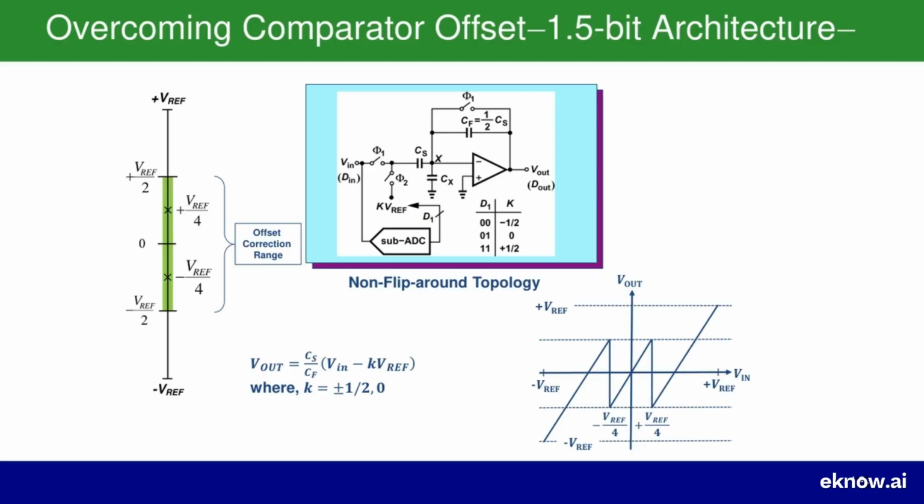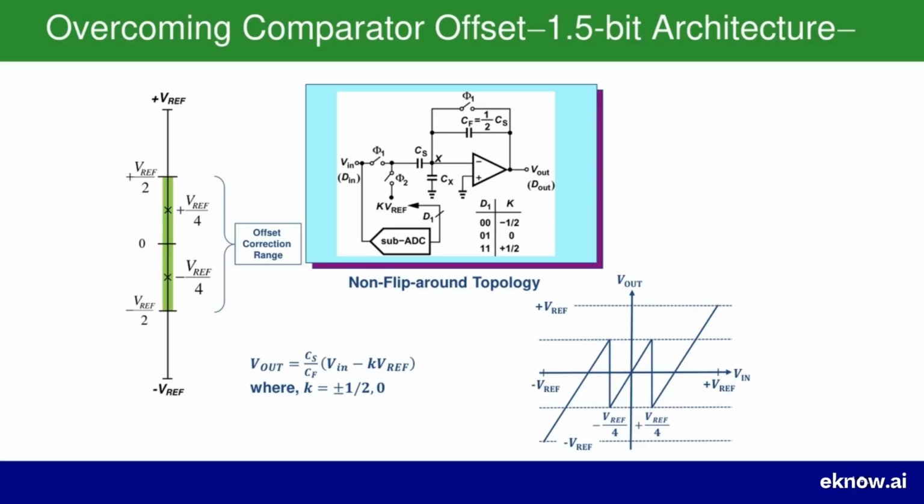But once V_in crosses a threshold, like plus VREF/4, a reference voltage is subtracted, causing the output to suddenly drop down before it starts rising again. The same thing happens at minus VREF/4. The crucial part here is the overlap. Notice how the ramp sections overlap horizontally. This overlap is our redundancy.